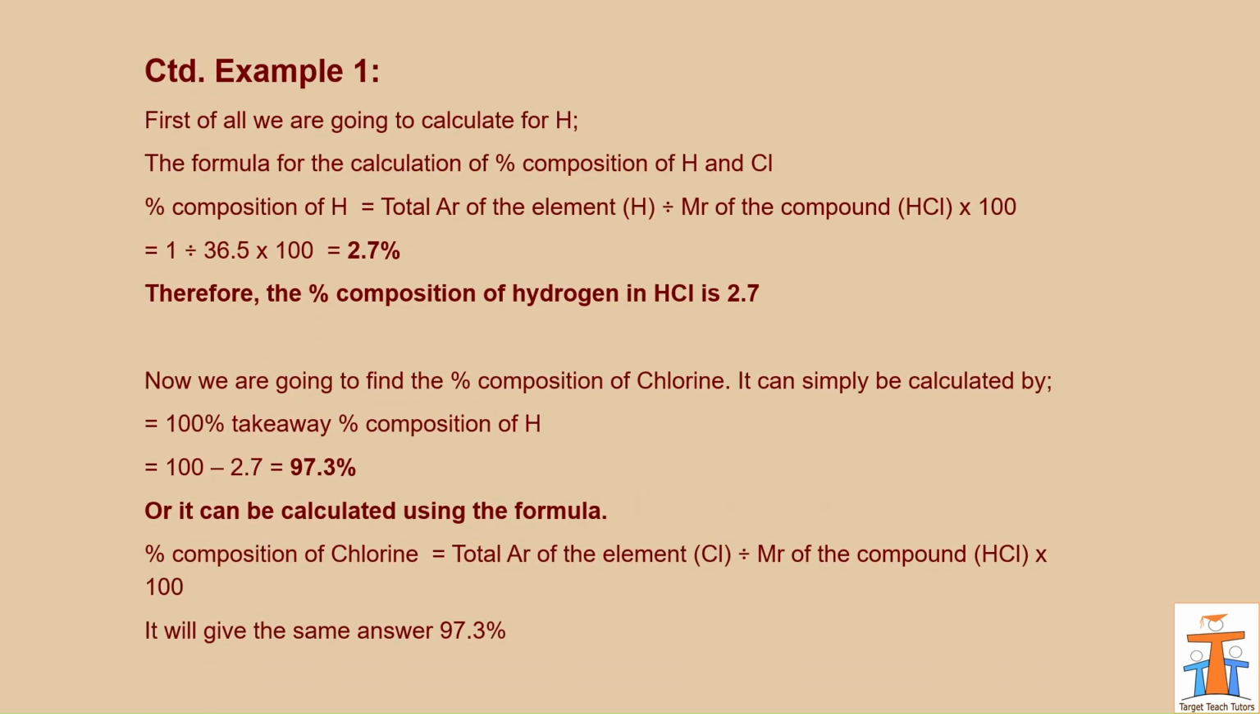Now the formula for calculation of percentage composition of hydrogen and chlorine. First of all, we are going to calculate for hydrogen. Percentage composition of hydrogen is equal to total relative atomic mass of the element, that is hydrogen, divided by relative formula mass of the compound hydrogen chloride, multiplied by 100. It is equal to 1 divided by 36.5 times 100 is equal to 2.7. Therefore, the percentage composition of hydrogen in hydrogen chloride is 2.7.